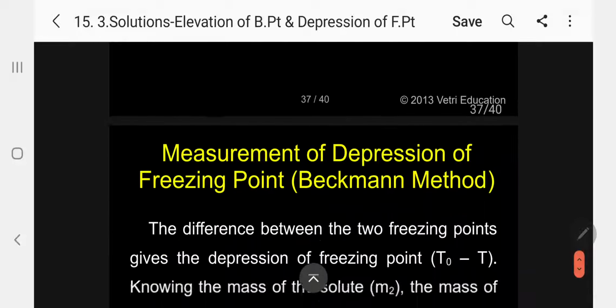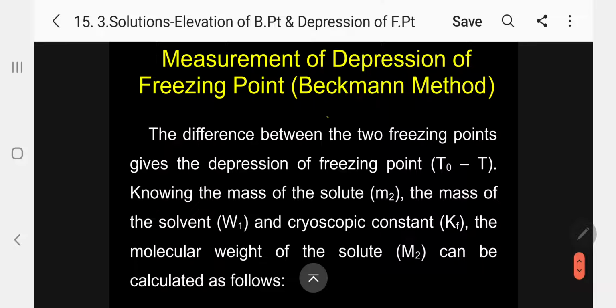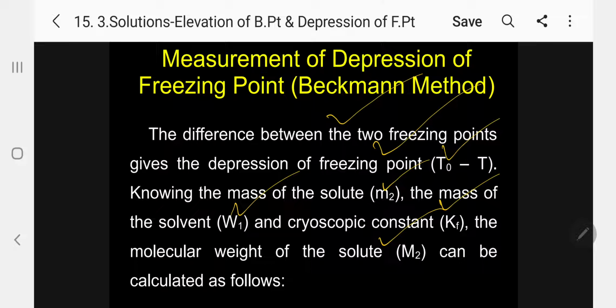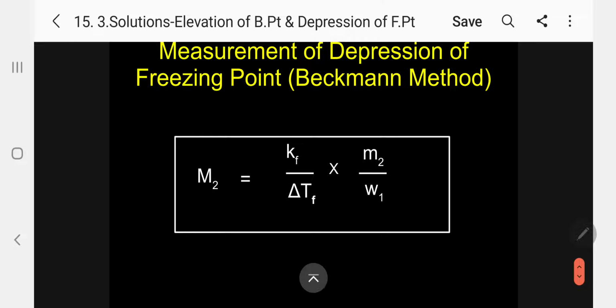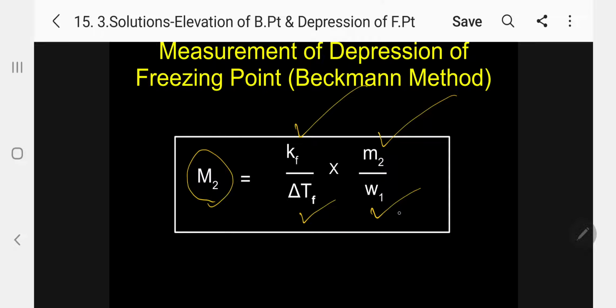Kindly follow, with the help of the Beckman thermometer, the difference between the two freezing points gives the depression of freezing point. Here T0 is greater than T. Knowing the mass of solute M2, the mass of solvent W1, and the cryoscopic constant Kf, the molecular weight of the given unknown non-volatile solute M2 can be calculated by the formula we have already derived: M2 equals Kf into w2 divided by delta Tf into W1.